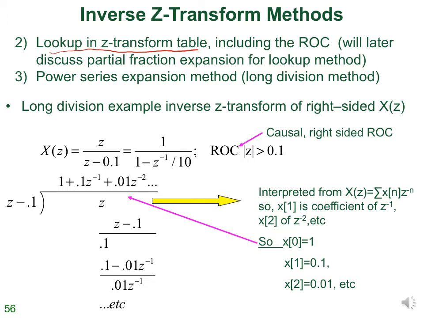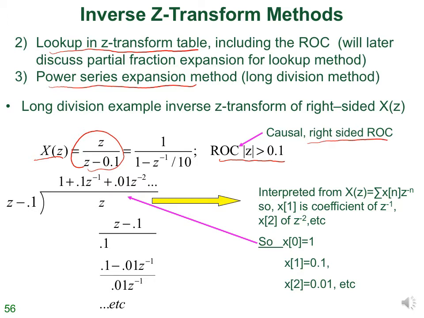And so here I have an X of z. It's z over z minus 0.1, or it could be written as 1 over 1 minus 0.1 z to the minus 1. Here the ROC is magnitude z greater than the pole location 0.1. So this tells me this is a right-sided sequence or causal sequence. So to find the inverse transform, I just divide the denominator into the numerator.